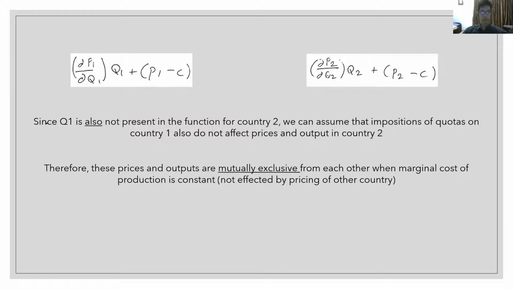So we can further interpret this by saying, since there is no Q1 also in the function for country 2, we can assume that the imposition of quotas on country 1 does not affect the prices and output also in country 2. Therefore, we can say that these prices and outputs are mutually exclusive from each other when marginal cost of production is constant.